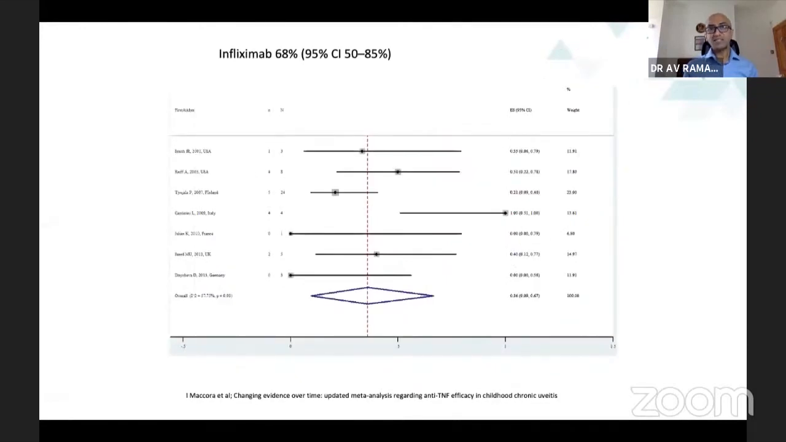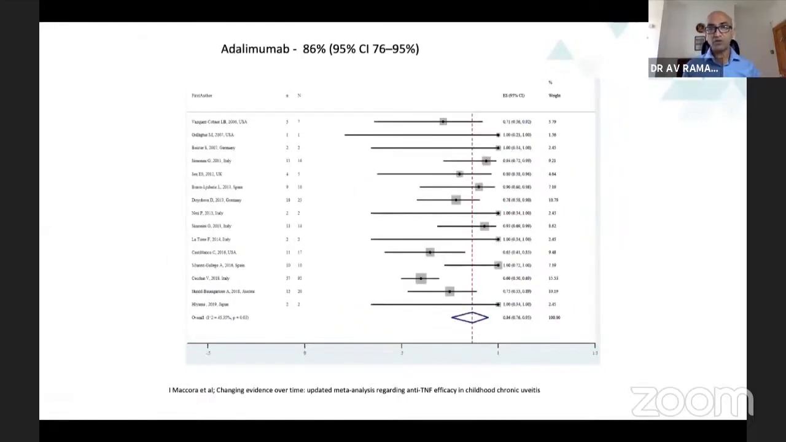Infliximab works in about 68%. That's the take-home message from the meta-analysis. So it is effective. One of the reasons we haven't used infliximab is it's a chimeric protein, so you get more anti-drug antibodies. Two, it's an intravenous formulation, which is, at least in the UK context, more expensive because you have to admit them. So people have really gone for adalimumab, where the greatest amount of evidence is there are 2 controlled trials. Ours is the largest one, and that shows an 86% efficacy at least. And I think it's subcutaneous.